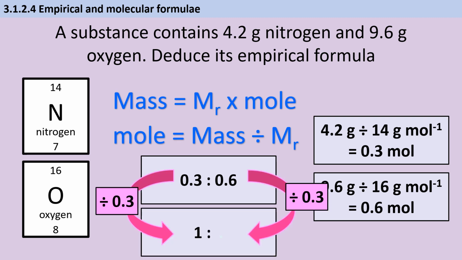I divide the left side by 0.3 and then the right side. Don't fall into the trap of dividing both sides by themselves, because then you'll just get a 1-to-1 ratio. This gives me an answer of 1 to 2, and then I need to express my answer as an actual molecular formula, which here is going to be NO2.